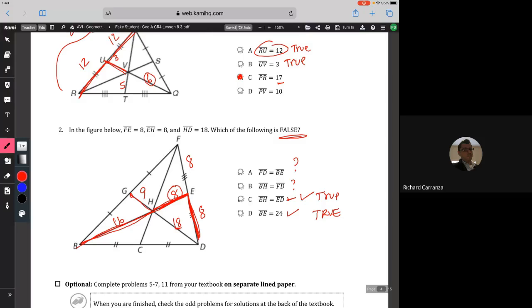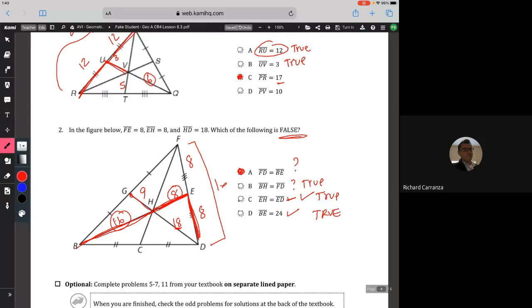I see what they're doing. They want you to fill out the whole triangle with all the numbers to see if they're true or not. So BH is equal to FD. BH is 16, and FD is 8 plus 8, which is also 16. So that's true as well. So the only one that we're not going to be able to solve is going to be A.